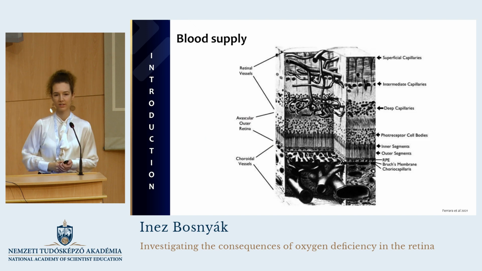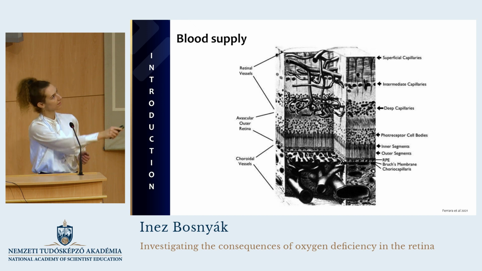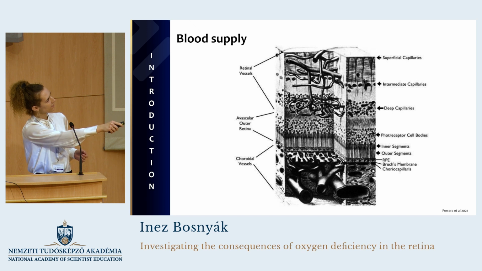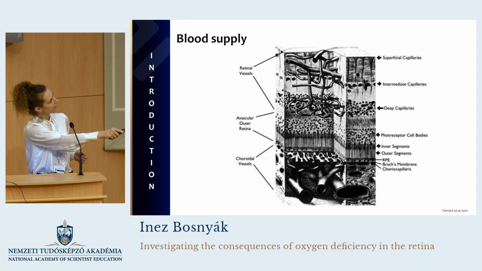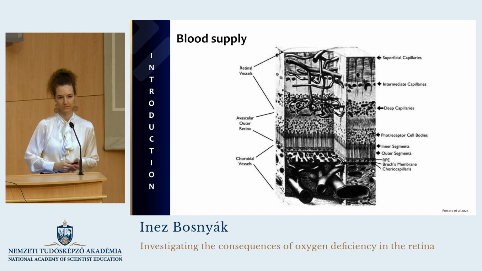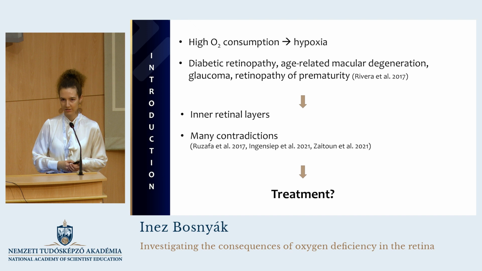However, it's not so easy. So you can see the capillaries from the central retinal artery here. However, in the outer retinal layers, we have no blood vessels. So the outer retinal layers are supplied by the so-called choroidal vessels. So in summary, the retina has very high oxygen consumption and metabolic activity, so lack of oxygen supply can cause visual impairment.